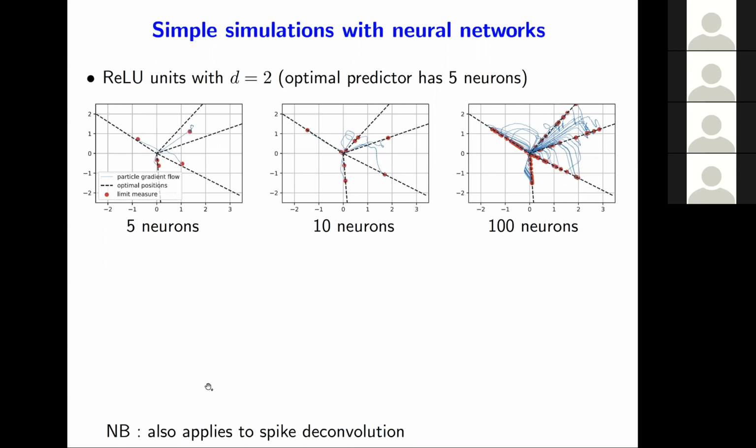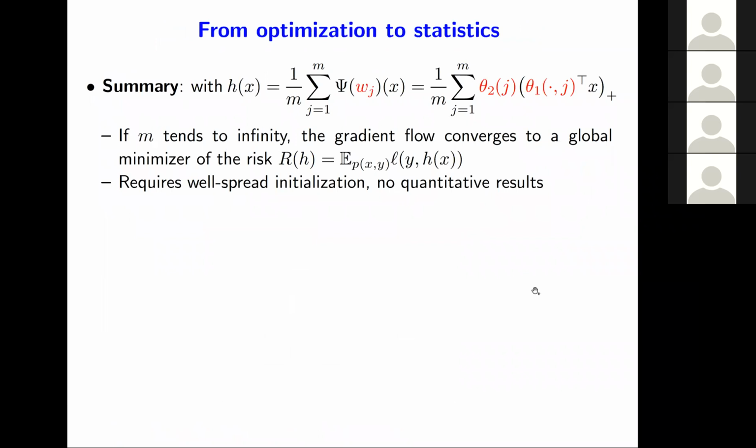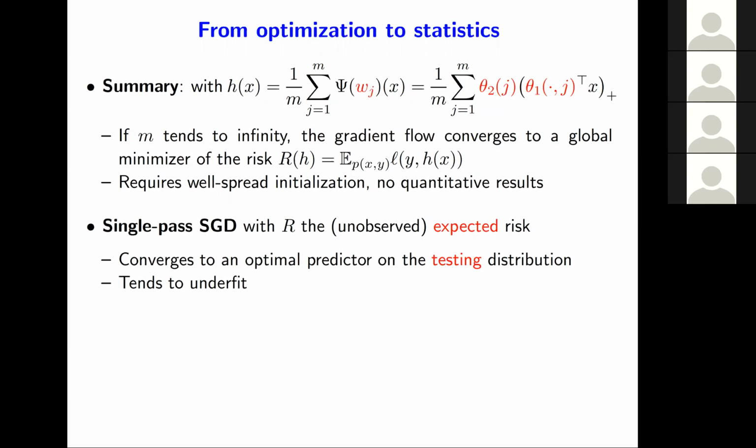All right, so let's look now at the summary of what we have seen so far. I'm minimizing some neural networks with some parameters. And when the number of neurons goes to infinity, at least we can expect the gradient flow to converge to a global minimizer. What it required was some well-spread initialization, like in all directions, and again, no quantitative results. And this can be done in two setups.